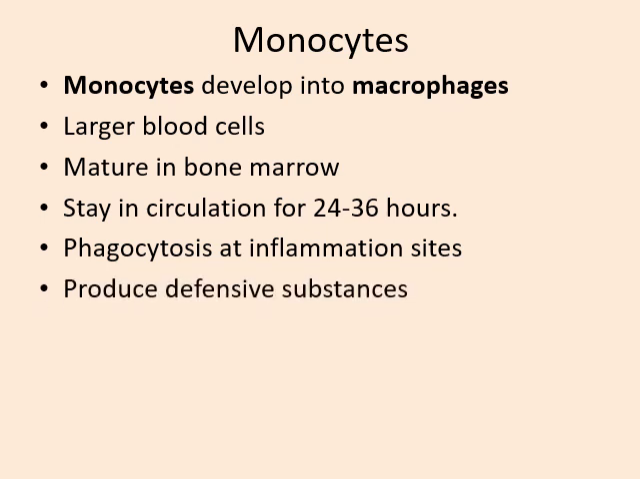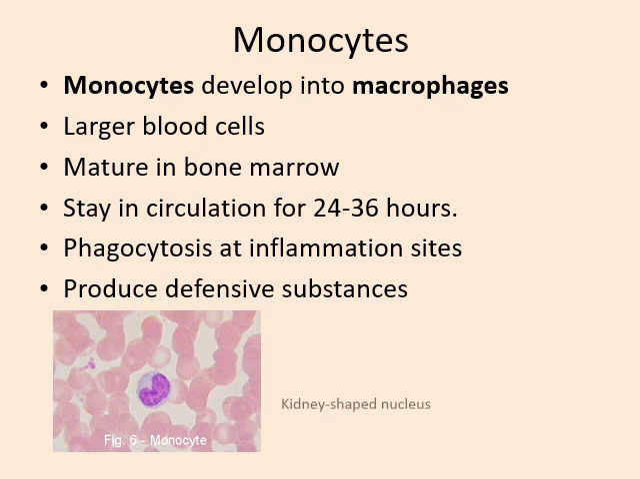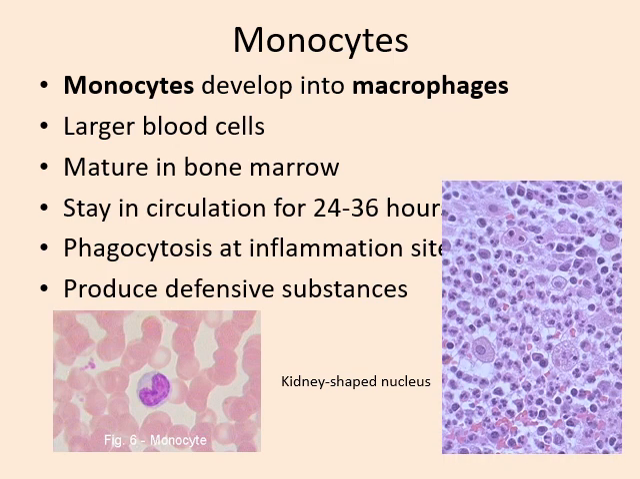All right. They also produce some defensive substances. And here you can see they're monstrously sized. We say they have a kidney-shaped nucleus. Sometimes they actually look like a horseshoe-shaped nucleus as well. But they are much, much, much bigger than the regular white blood cells. Here's another picture. You can see the size of these guys, like the great big Hulks, going in there and starting to kill things like crazy.